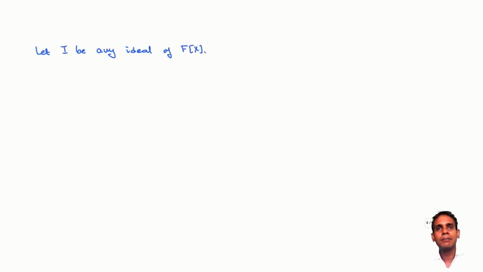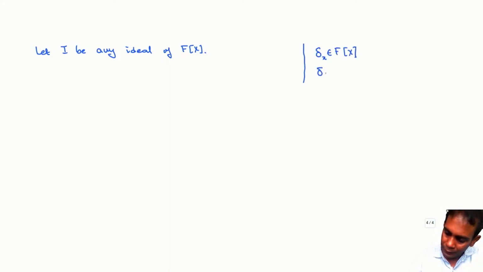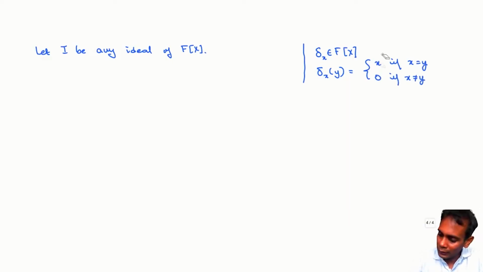So let I be any ideal of F^X. Now I need to find a subset M of X such that I is of the form I_M. Now before we do that, let's just make some observations about I_M itself. So let's define delta_x belongs to F^X by delta_x(y) is equal to 1 if x is equal to y and 0 if x is not equal to y. It's a function which takes value 1 at x and takes value 0 everywhere else.